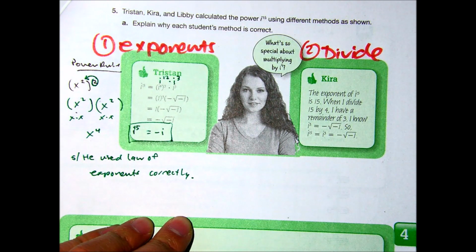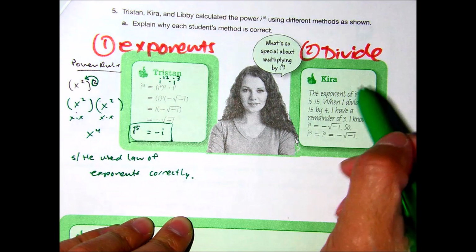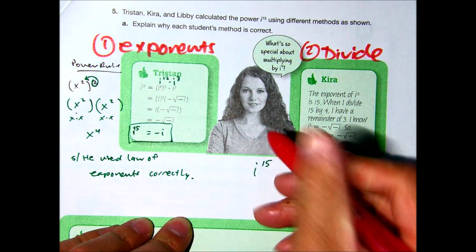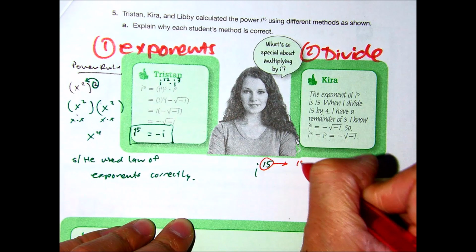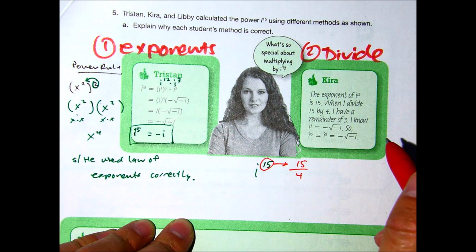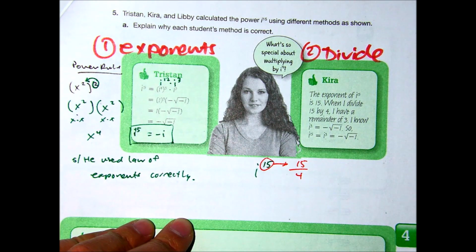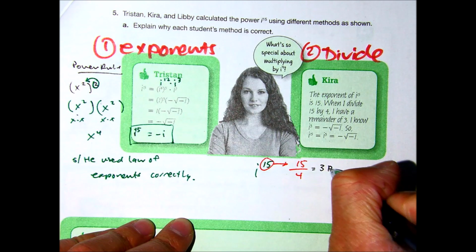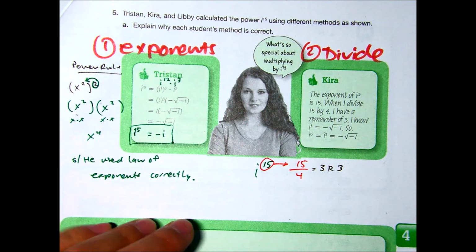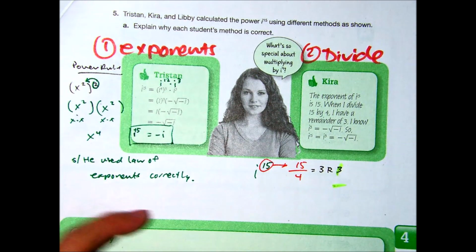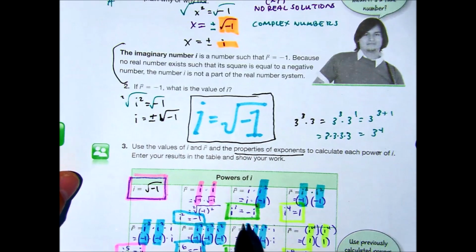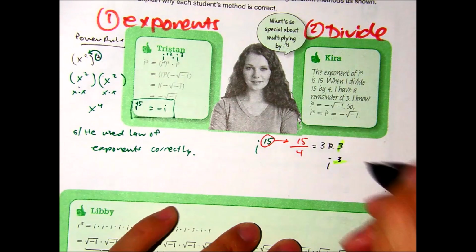She takes the 15 and they divide it by 4. 4 goes into 15 how many times? It goes in 3 times with the remainder, what? 3. And then this 3 becomes your i to the 3rd power. And i to the 3rd power is equal to negative i. Remainder.